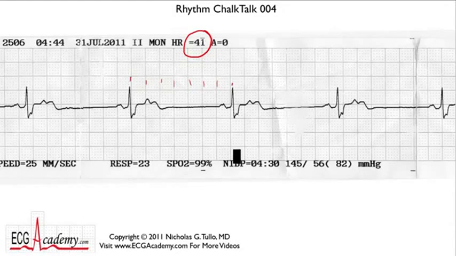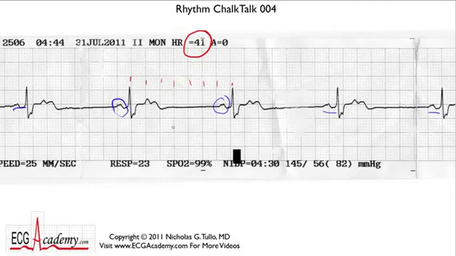We can see P waves. Yes, indeed. If you look in front of the QRS complex, you see what looks like a normal P wave in front of every QRS. It's upright. The PR interval measures about 180 milliseconds or so. So that seems to be normal. So one of the more likely possibilities is that this is sinus bradycardia.